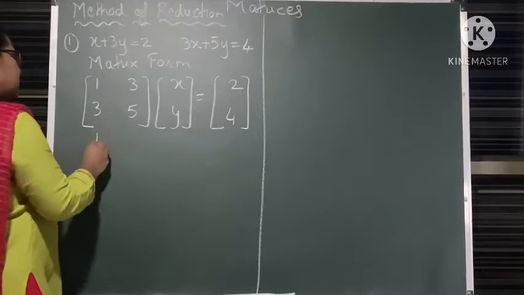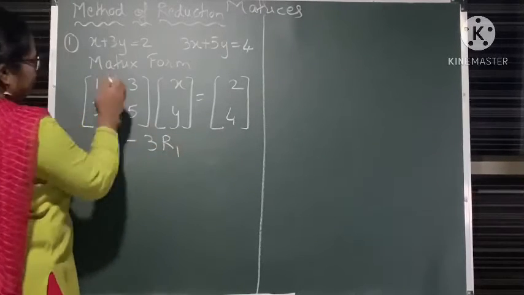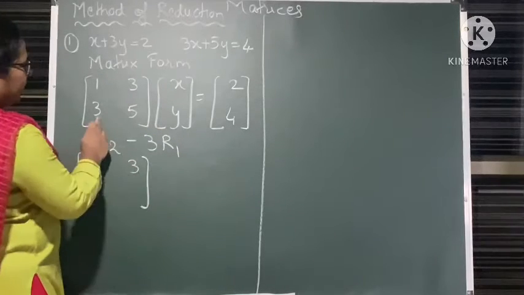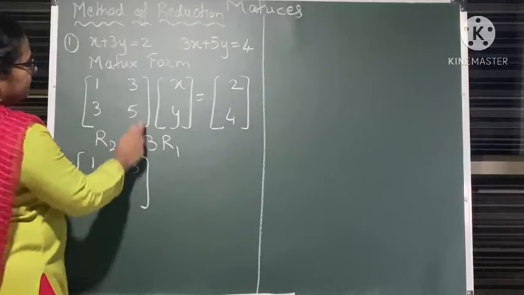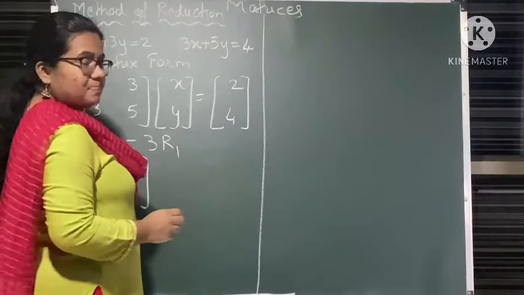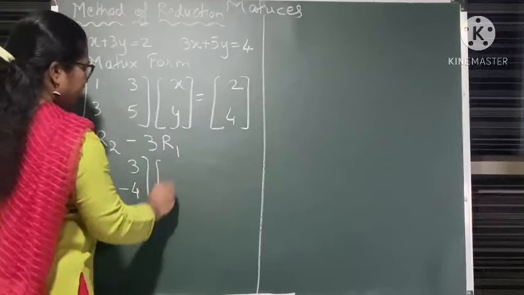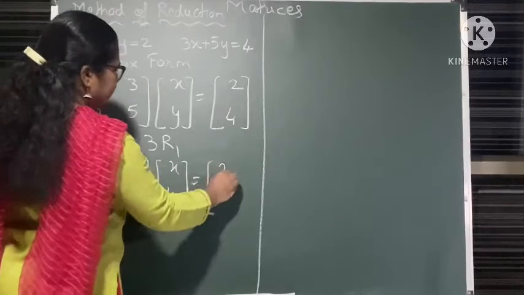What will be my operation? R2 minus 3 into R1. So the first row will remain the same. 3 minus 3 into 1 is 3, so 0. 5 minus 3 into 3 is 9. 5 minus 9 is minus 4, into x, y. This is equal to 2 as it is.